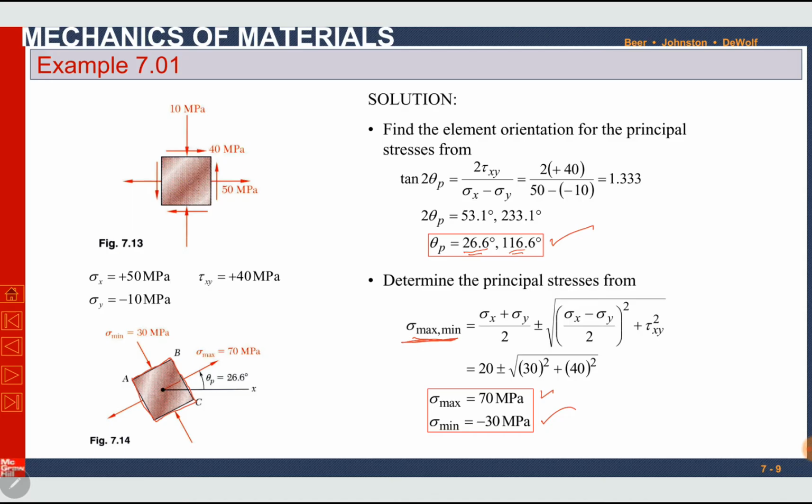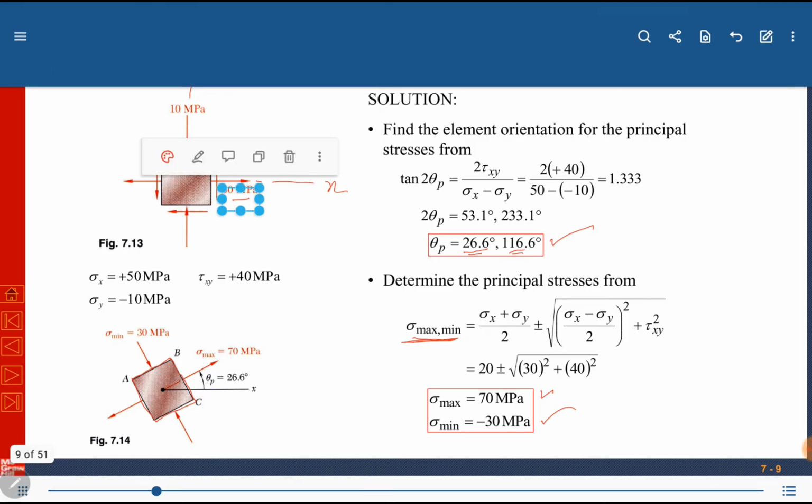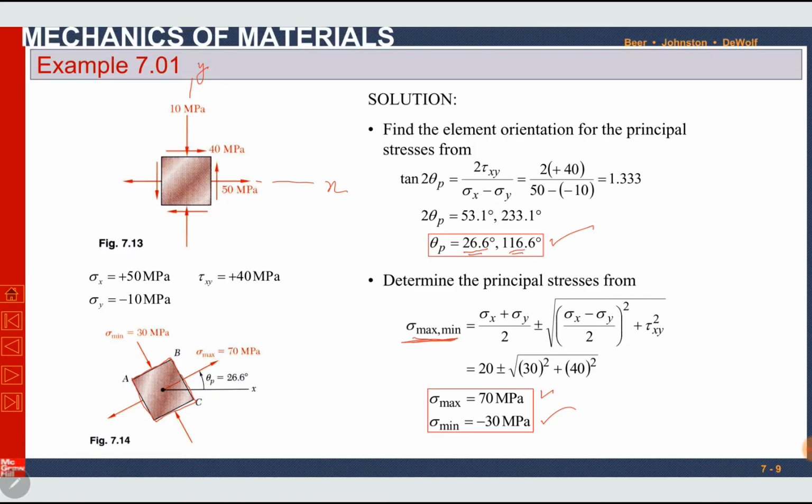Some of the students usually have a query whether sigma maximum should be plotted here or here. When you use Mohr circle, it is very easy to know, but with a formula it is again not a difficult one. This was our x direction, this was our y direction. So x is 50 megapascal, y is minus 10. This is a greater value. Sigma maximum will be near to the x direction. So the maximum value is 70 megapascal. It is after rotating x axis to the theta p direction or theta p1 direction. Okay, it is 26.6 degree.